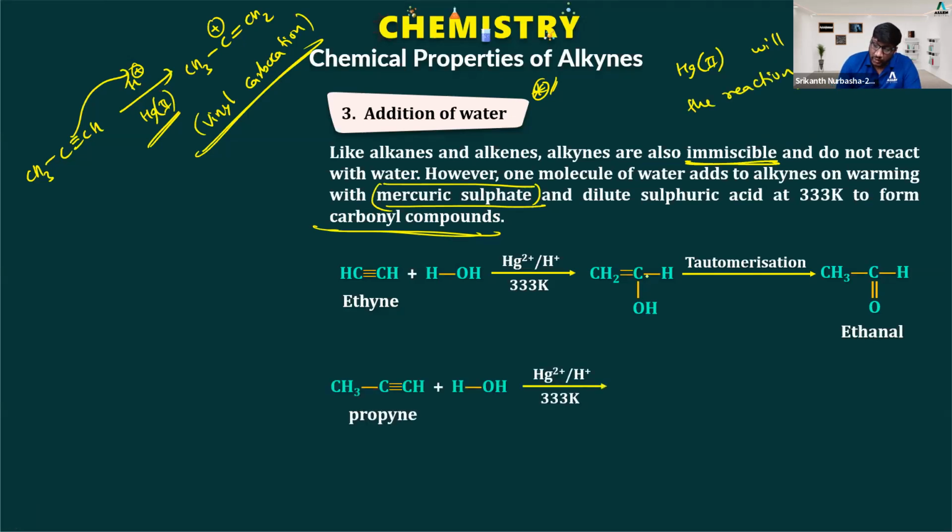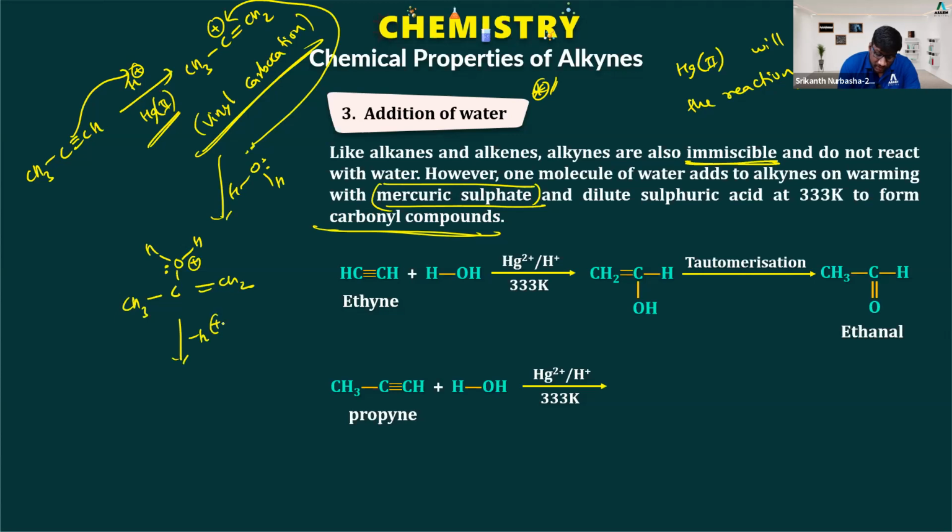Once this vinyl carbocation is formed, the attack of water, being nucleophilic in nature, occurs. The lone pair of electrons present on oxygen of H2O will attack this particular carbon atom. As soon as they attack, they form CH3C(OH2+)=CH2, with one lone pair and a positive charge.